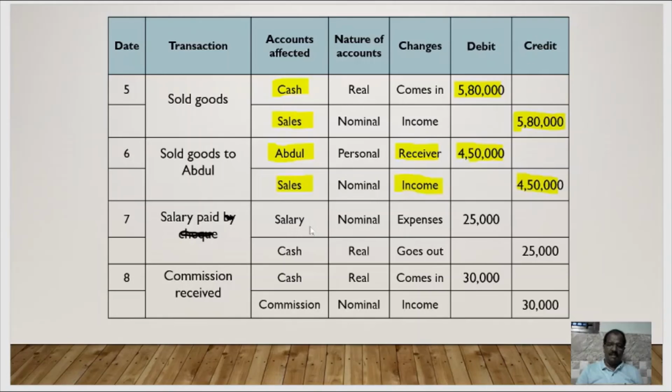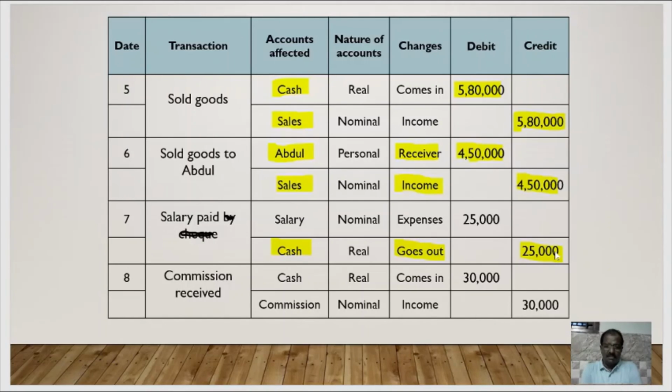So salary, as you know very well, is a nominal account item, particularly an expense. As per the nominal account rule, salary expense should be debited. At the same time, what happens? I am making a cash payment. So this cash is coming under the real account heading. So cash, the real item which goes out, should be credited. So credit what goes out. So I am making the salary payment by way of cash.